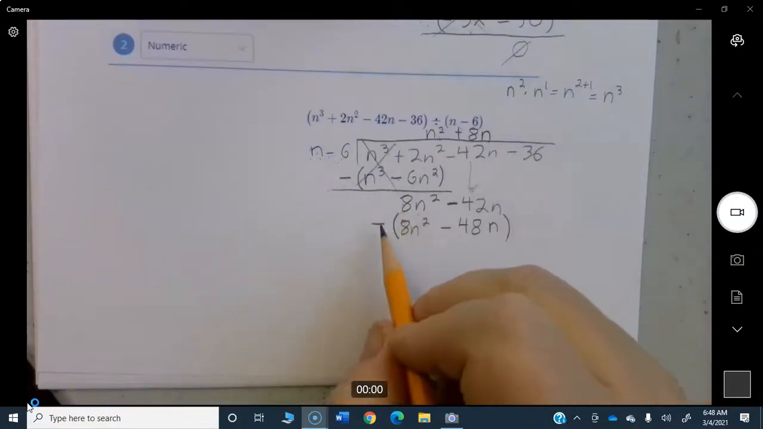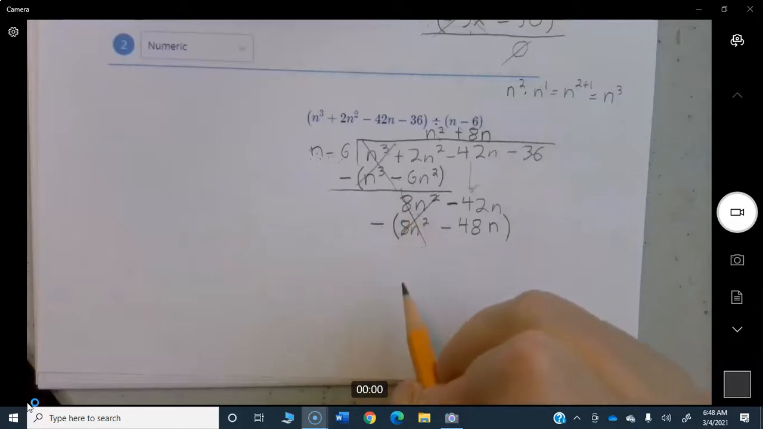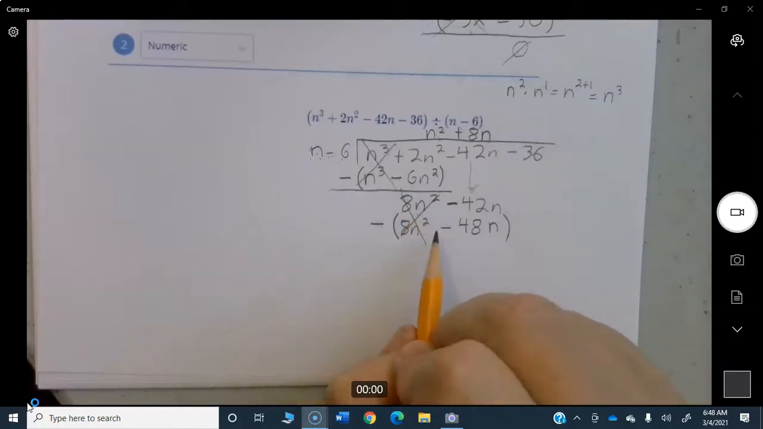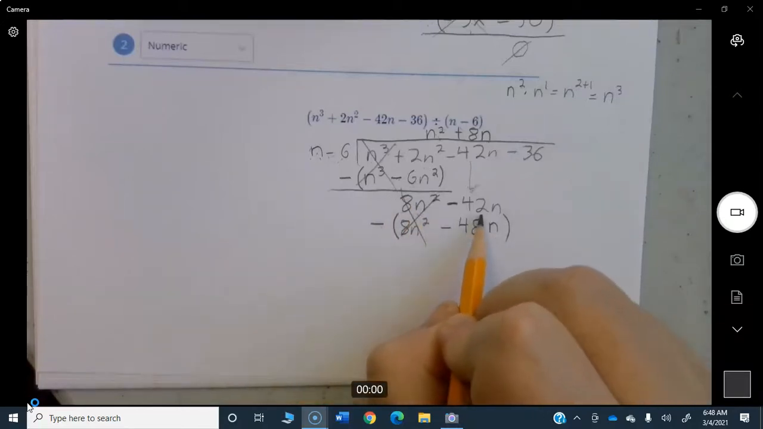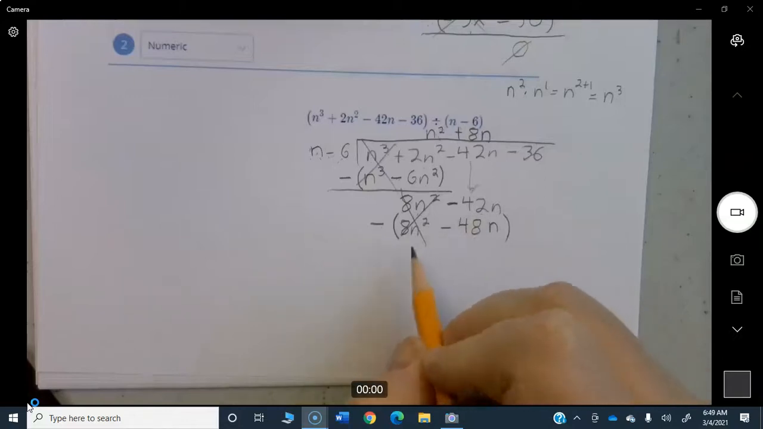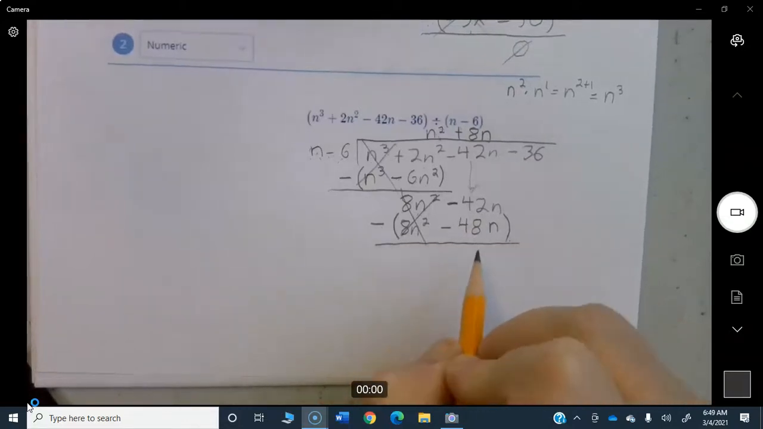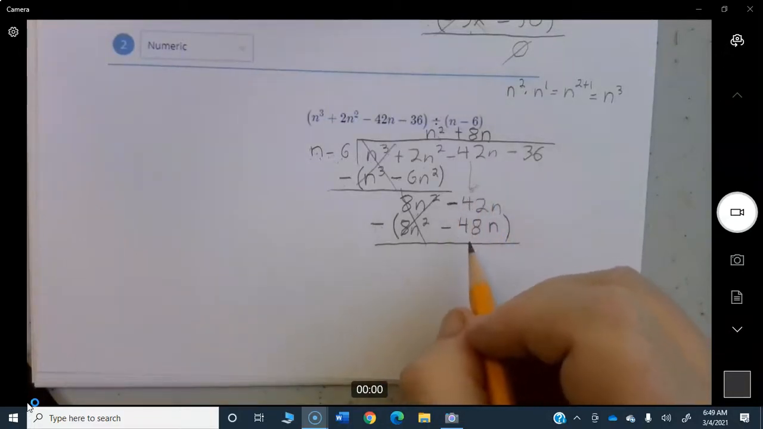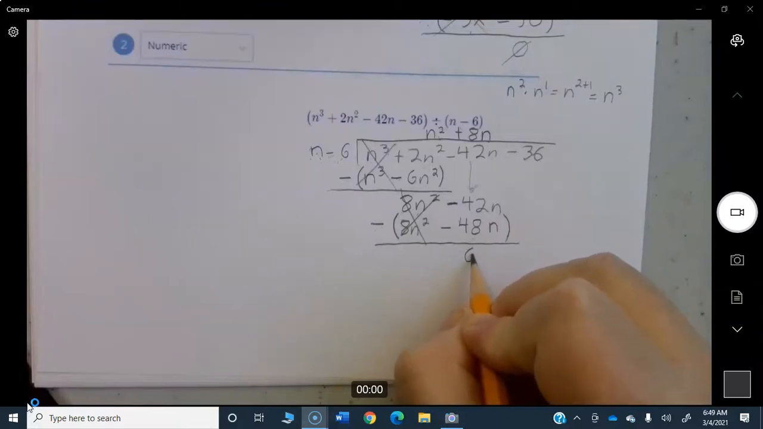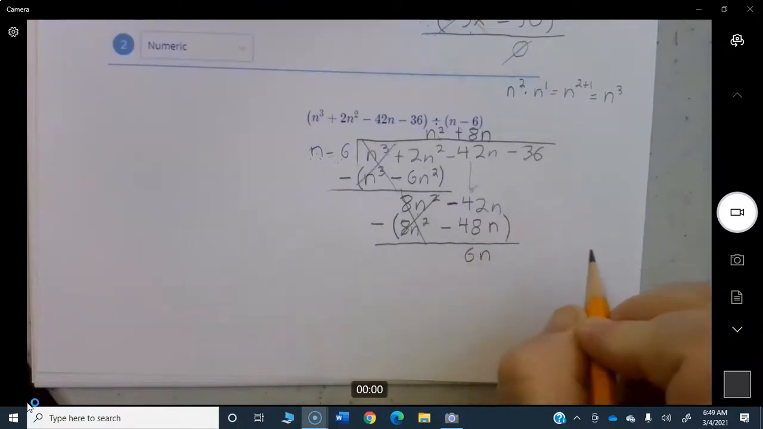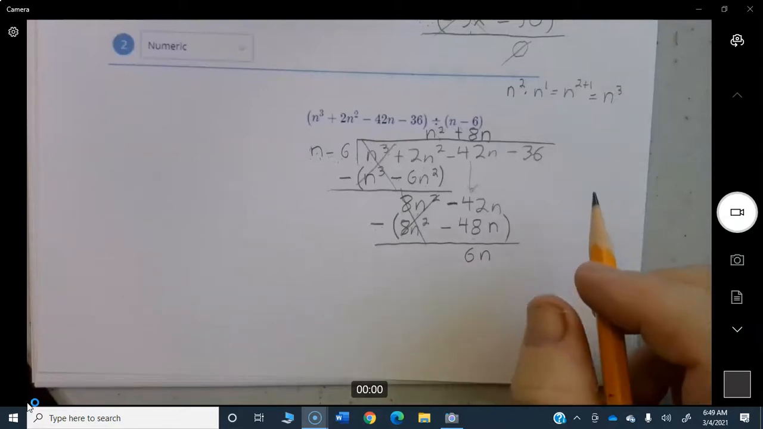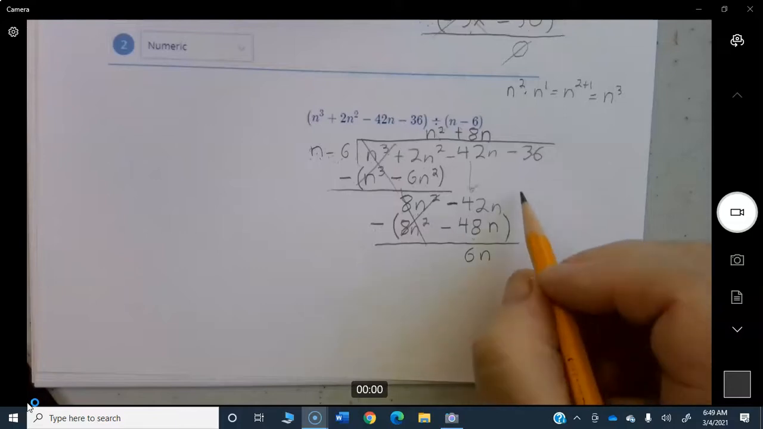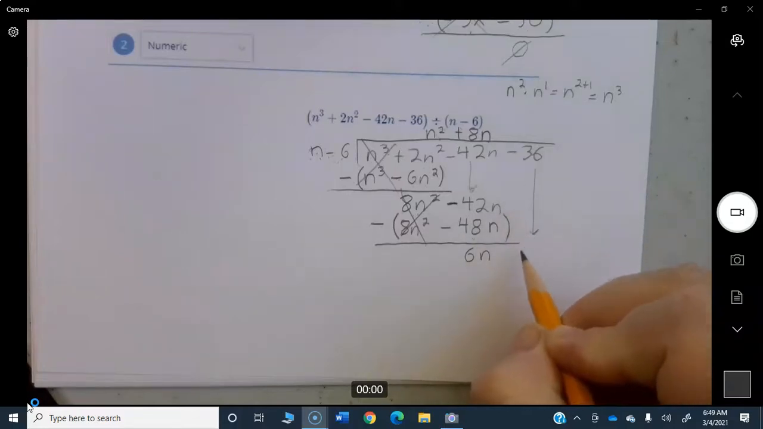Alright, so you have 8n squared minus 8n squared, this goes away. And now this negative negative equals a positive. So it's negative 42n plus 48n. Do that on your calculator if you need to. So you start at negative 42 and you go in the positive direction 48 spaces. That's going to give you 6n. Like that. So that's the subtraction step. Okay, and next we do our last pull down here, the negative 36.